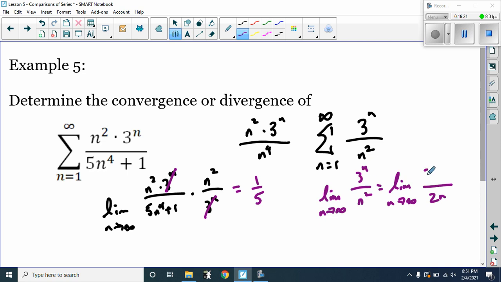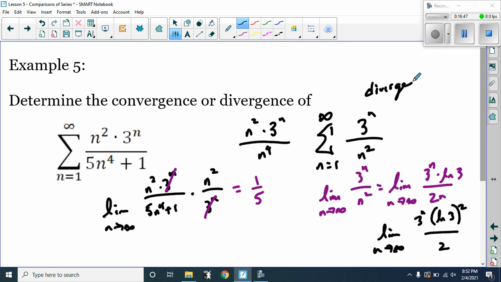Derivative of 3 to the n is 3 to the n times ln of 3. We still have infinity over infinity, so we have to use L'Hopital's rule again. So derivative of 3 to the n is 3 to the n times ln of 3. So now I have 2 ln of 3's. If I plug in infinity, I get infinity on the top and 2 on the bottom. So this diverges. We have shown that the two series do the same thing. Therefore, this one also diverges.